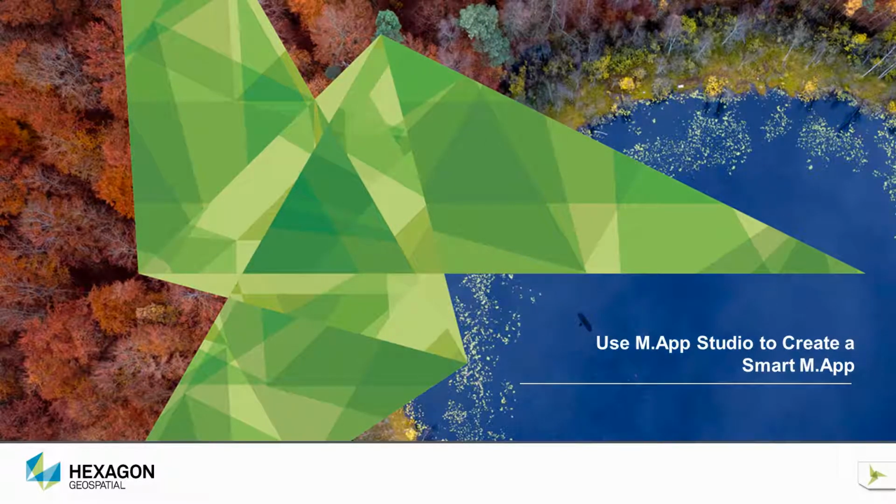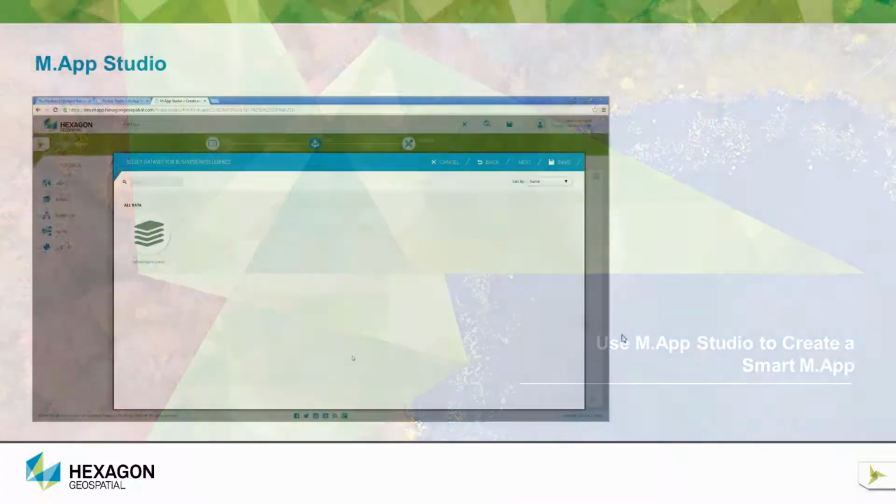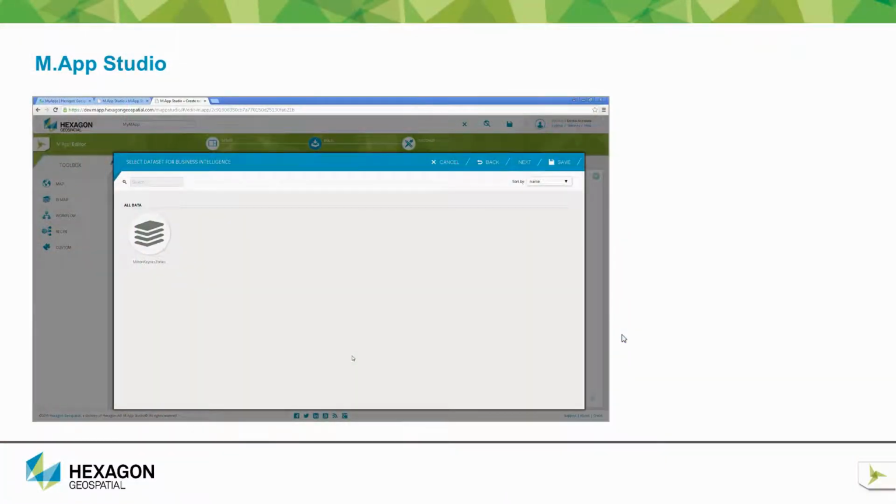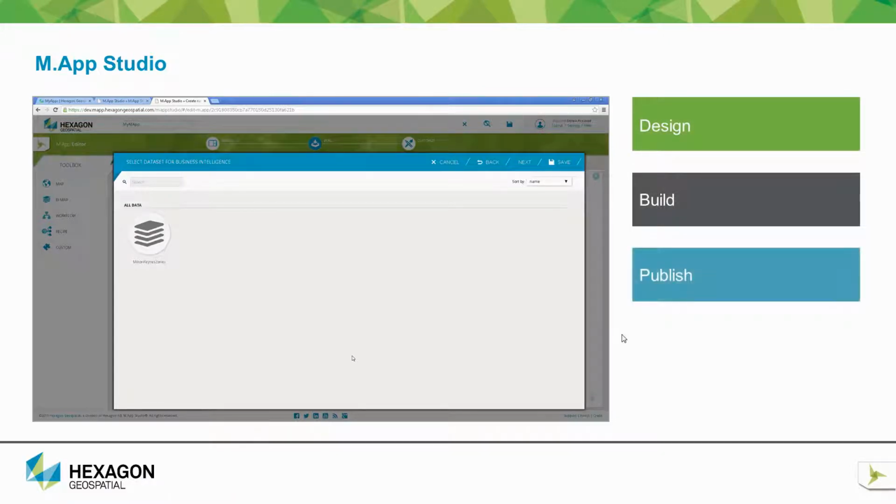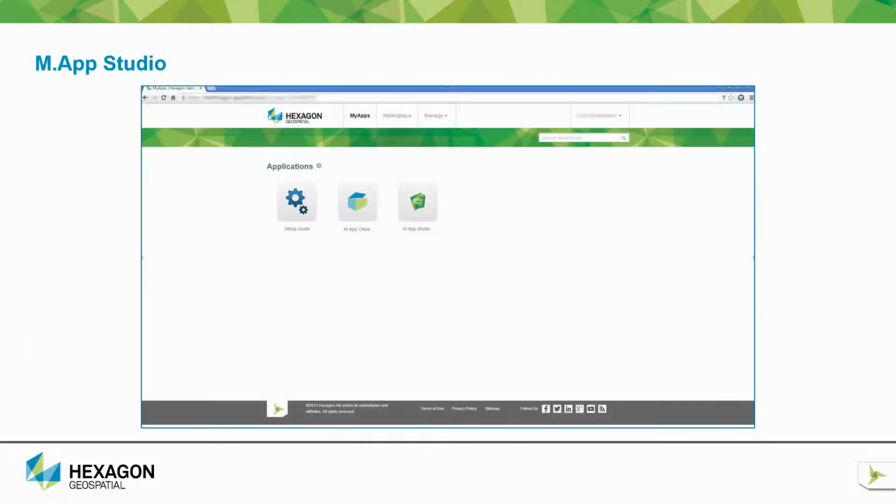Use M.App Studio to create a smart map. M.App Studio is an interactive, web-based workroom for designing, building, and publishing Hexagon smart maps. As a Hexagon Geospatial partner, you can subscribe to M.App Studio to gain access to the developer framework where you can design and build Hexagon smart maps. After the app is endorsed by Hexagon Geospatial, you can publish the app to the Map Exchange, where organizations and users can subscribe to and use them.